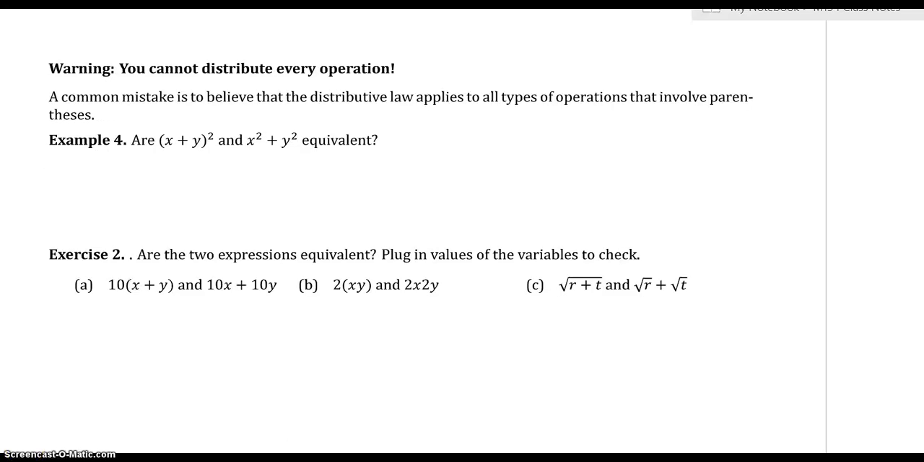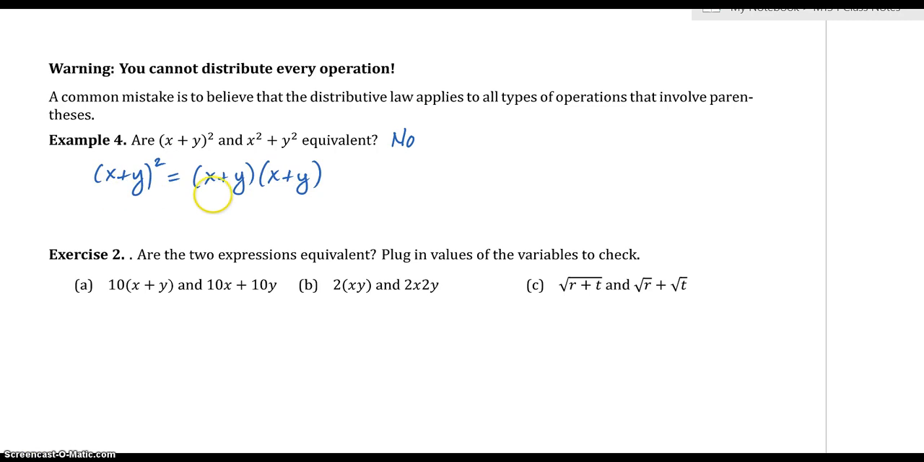Moving on to the next page, page 6. There's a warning. You cannot distribute every operation. There's a common mistake, which is to believe that the distributive law applies to all types of operations that involve parentheses. For example, example 4, x plus y squared, believe it or not, is not x squared plus y squared. The answer is no. You can see this by rewriting the left.